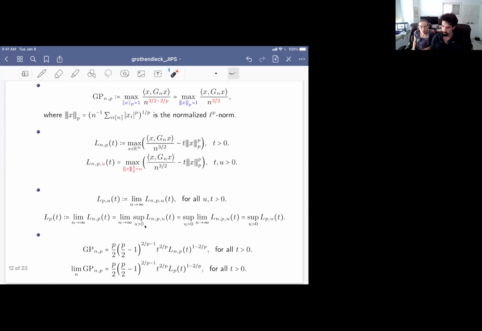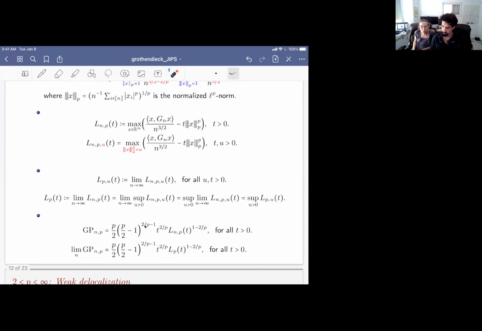Okay, so actually, let me go to the last bullet point and then come back here. This Lagrange function is connected to the rescaled Grothendieck problem via this identity, and this identity holds true for every t. At a very high level, this is just the calculus of Lagrange multipliers. So if we want to prove the limit of the left-hand side, we just want to prove this Lagrangian function converges.